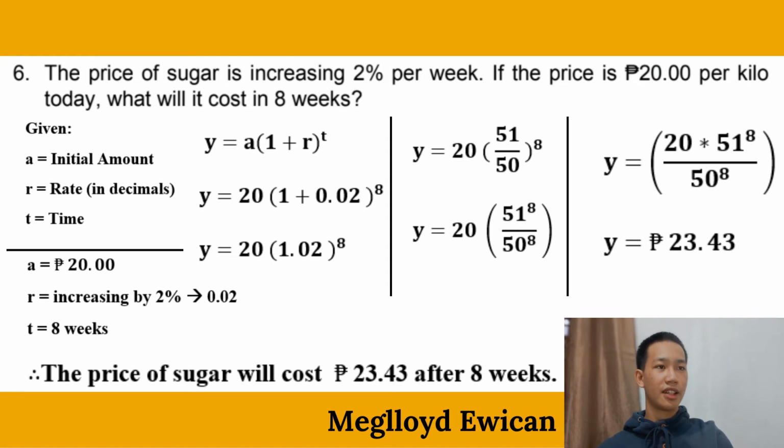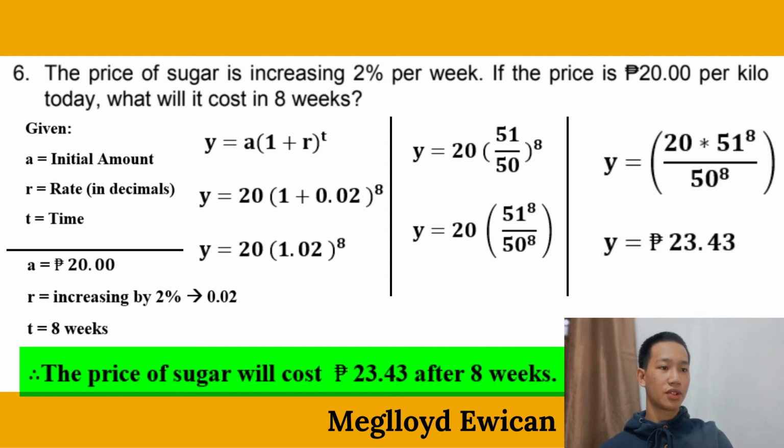First, let's identify the exponential growth formula, then substitute our given values. Second, let's find the sum of the values inside the parentheses and convert the decimal into a fraction. Third, we apply the power of a fraction rule according to the law of exponent. In order for us to raise a fraction to a power, we need to raise the numerator and denominator to that power. Lastly, we need to calculate the product to get the final answer. Therefore, the price of sugar will cost 23 pesos and 43 centavos after 8 weeks.